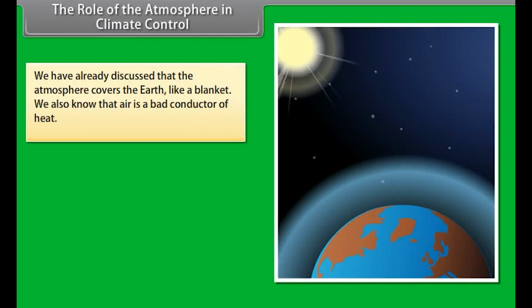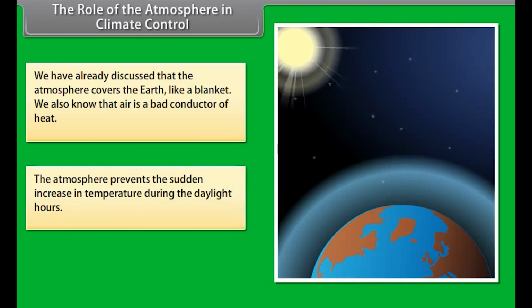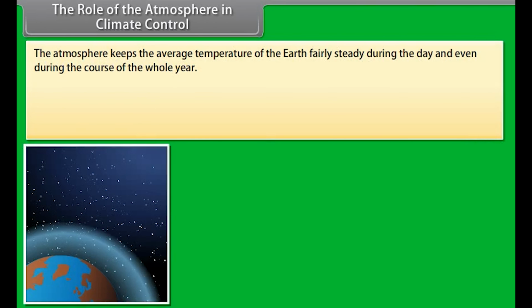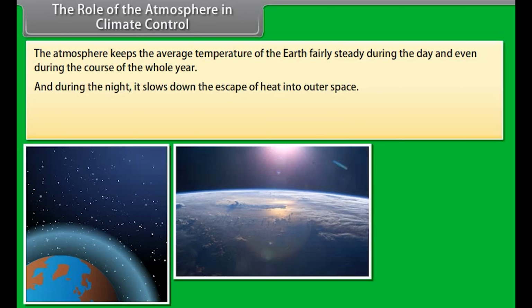The role of the atmosphere in climate control. We have already discussed that the atmosphere covers the earth like a blanket. We also know that air is a bad conductor of heat. The atmosphere prevents the sudden increase in temperature during the daylight hours. The atmosphere keeps the average temperature of the earth fairly steady during the day and even during the course of the whole year. And during the night, it slows down the escape of heat into outer space.